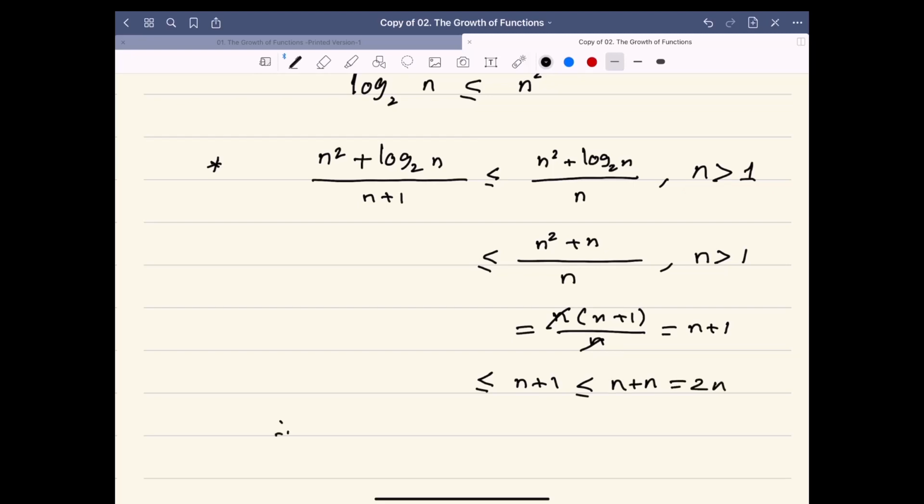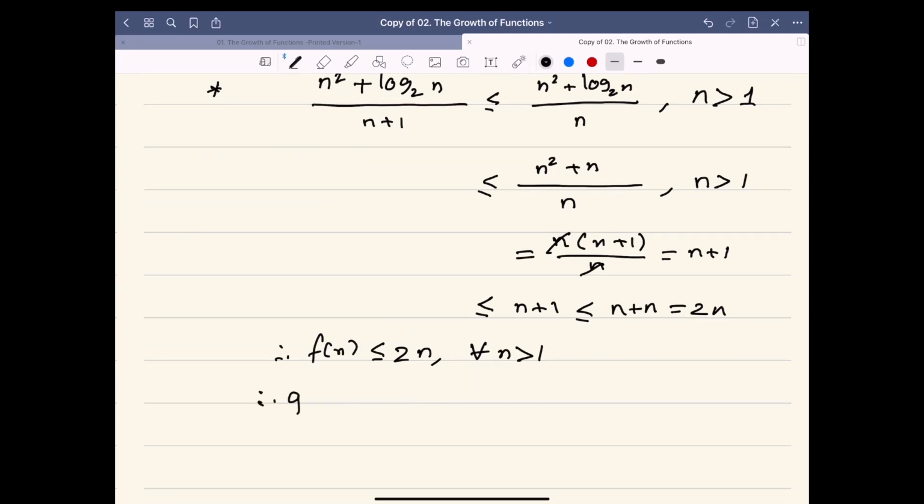So we can say that f of n is less than or equal to 2n for all n greater than 1. So we have g of n is equal to n, c is equal to 2, and k is equal to 1.